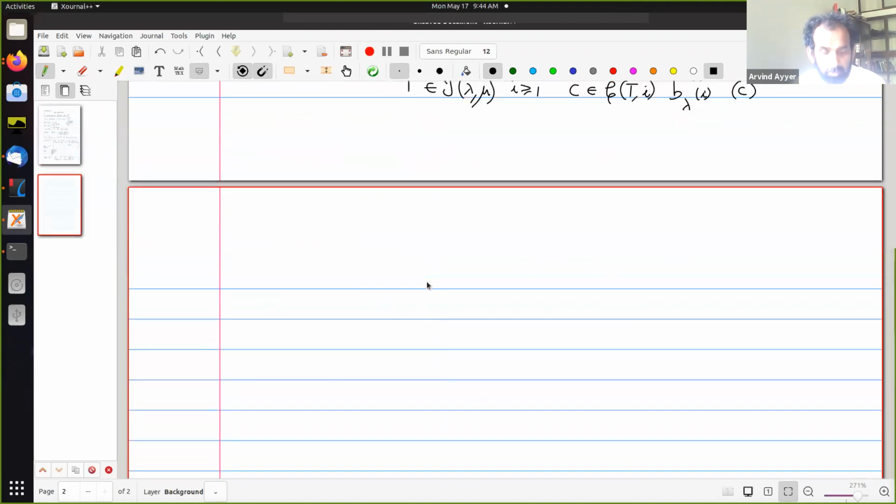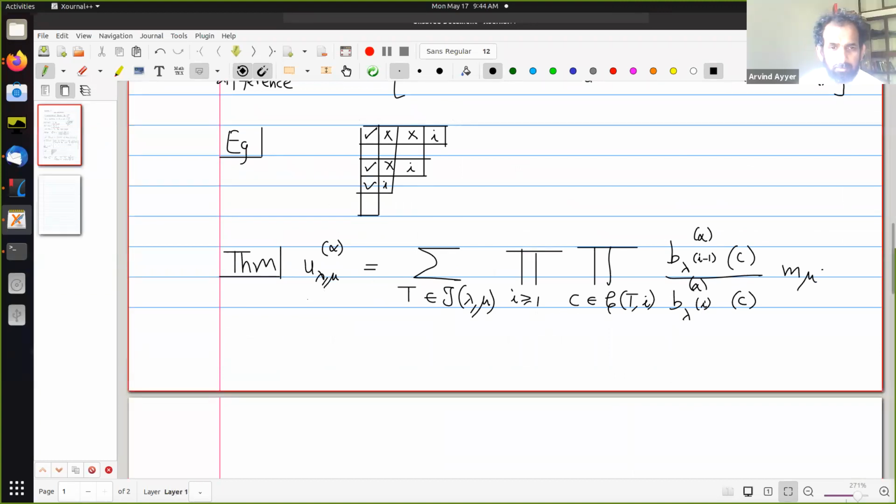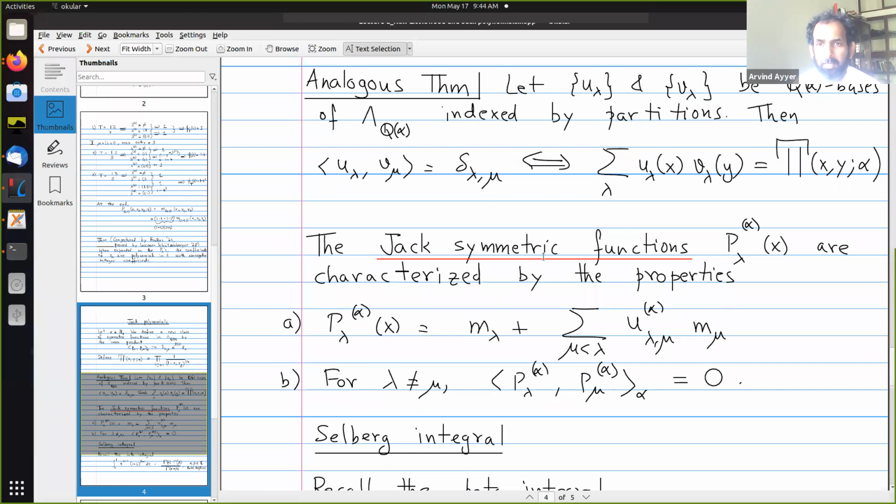So let me show you with an example. So I'll do the same example as for the earlier one. Sorry, Arun, what is the left side? Left side, this is the coefficient of mu in P lambda alpha. Okay, that's this thing.